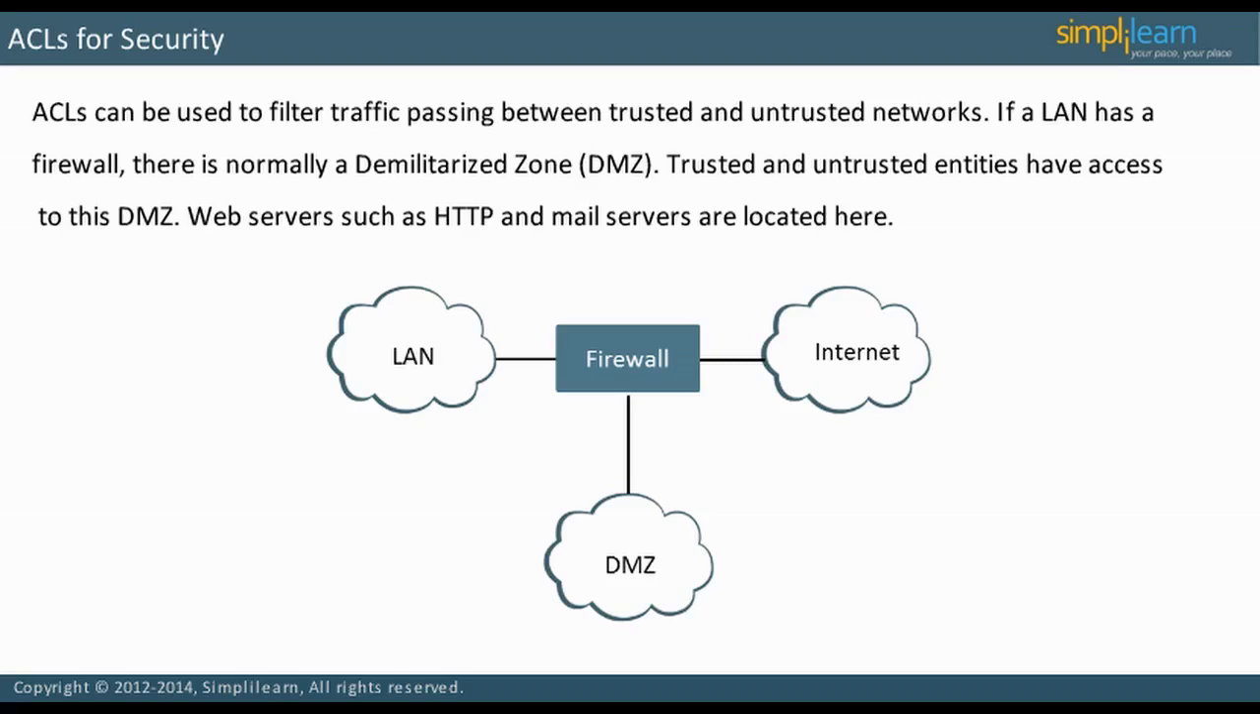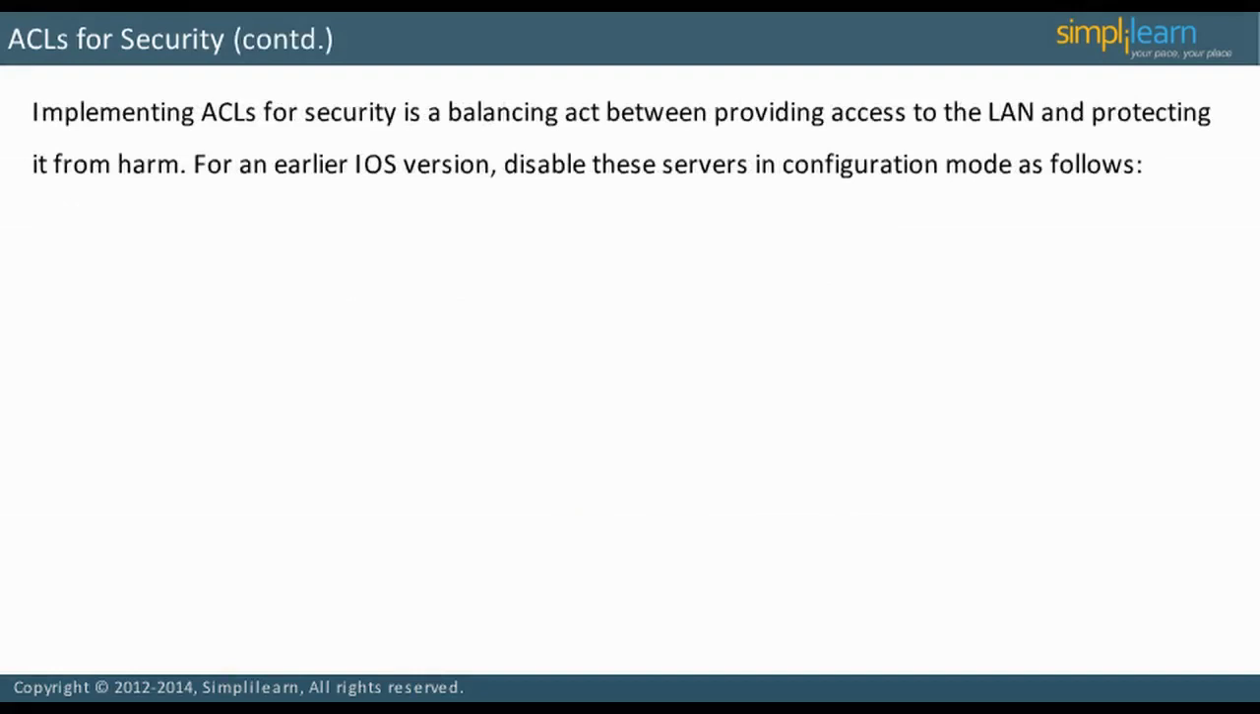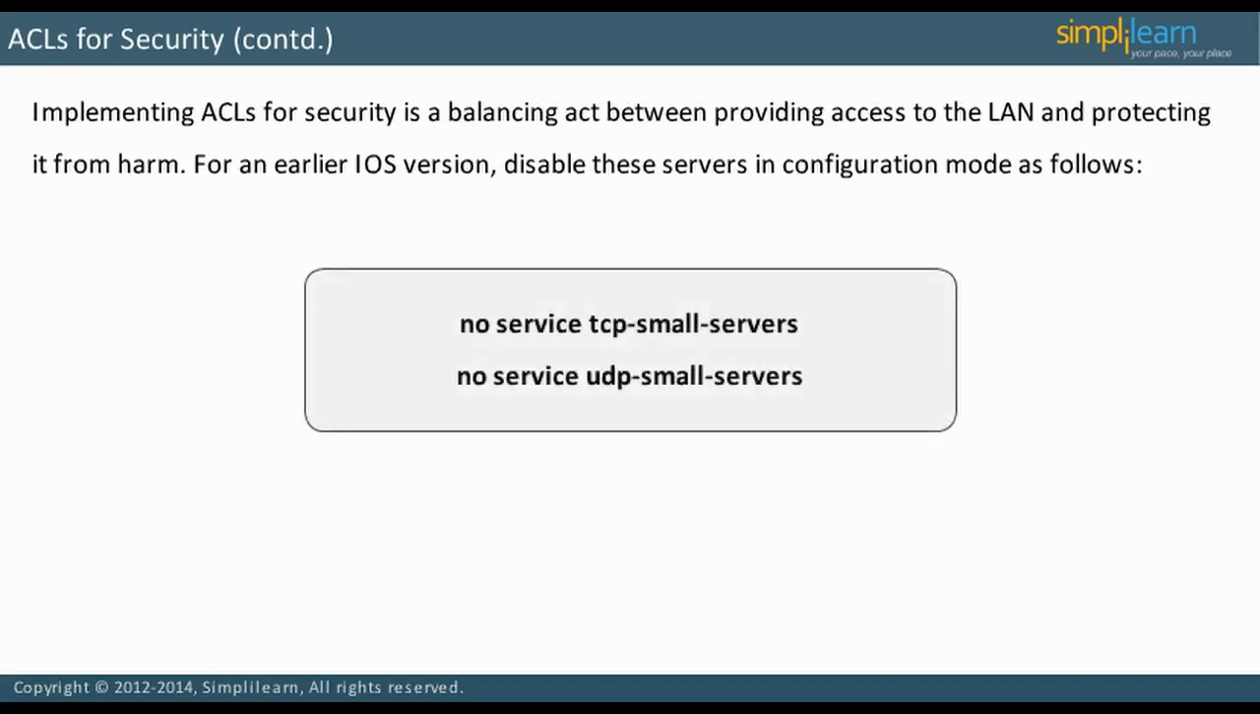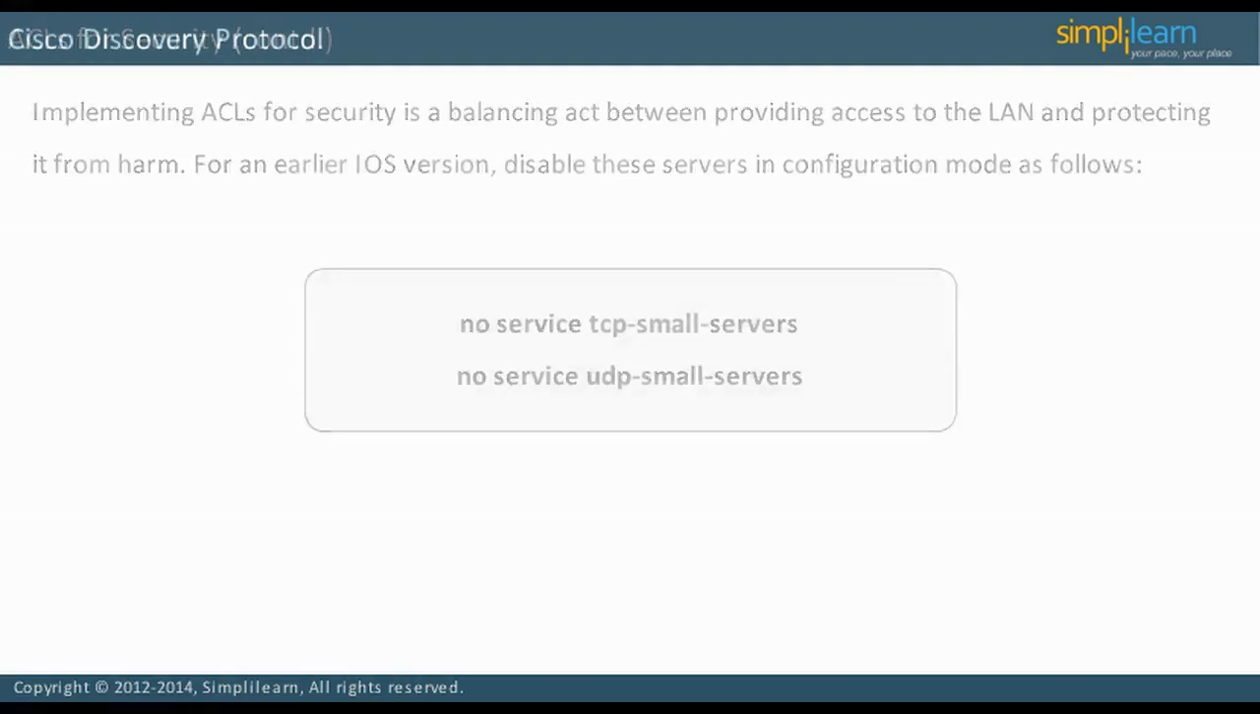Now let us look at some commands and ACLs that can help secure your network. Implementing ACLs for security is a balancing act between providing access to the LAN and protecting it from harm. Unneeded services can be a security risk. It is better to disable them if they are not needed. By default, in Cisco IOS versions 11.3 and later, most TCP and UDP servers for management are disabled. For an earlier IOS version, disable these servers in configuration mode with the commands on the slide. Let us discuss Cisco Discovery Protocol in the next slide.